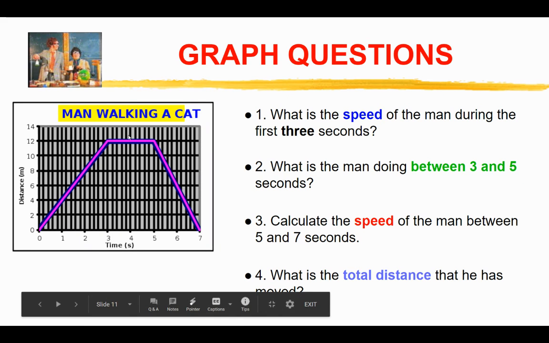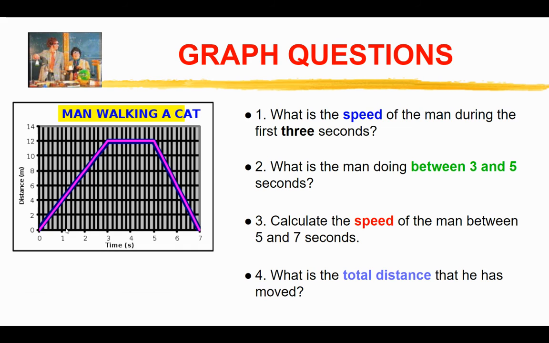Now, here's a man walking a cat. I don't walk no cat. I might walk my dog, but I don't walk no cat.